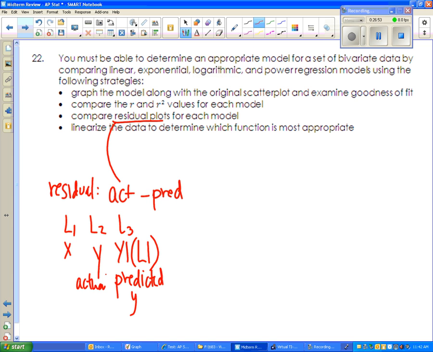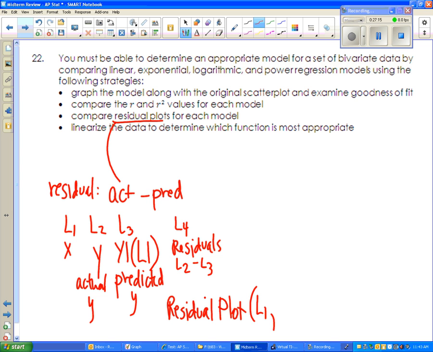So this is your actual Y, and then list 3 would be your predicted Y. Your residuals then you would find just by taking L2 minus L3. And then the residual plot is basically when you use your original X's in L1, but then compare them to your residuals in L4. And then you'd want to zoom 9 them.